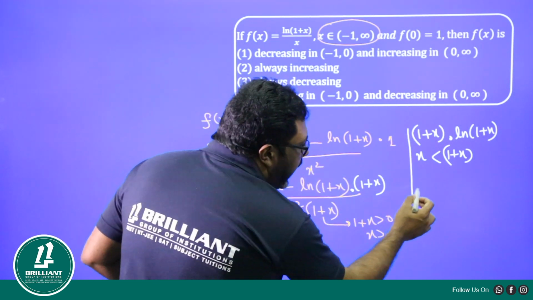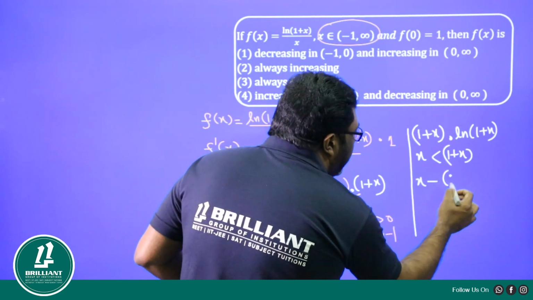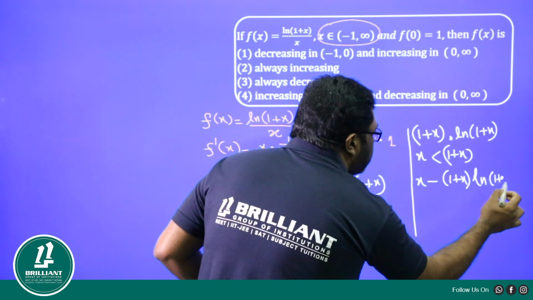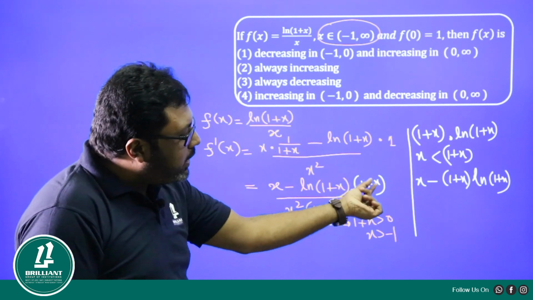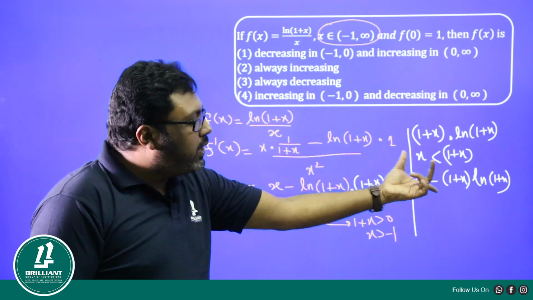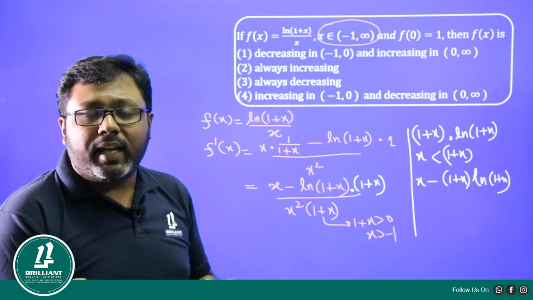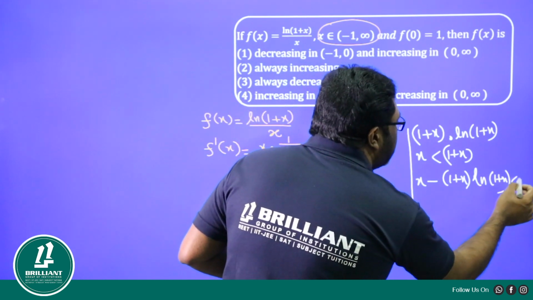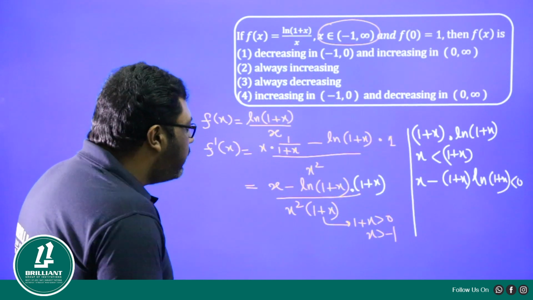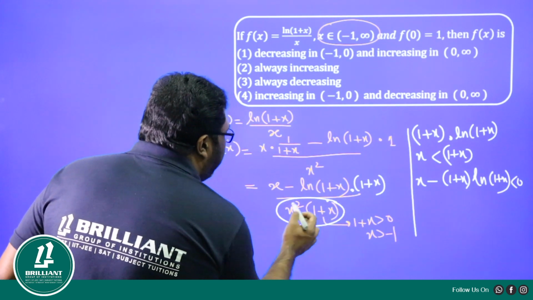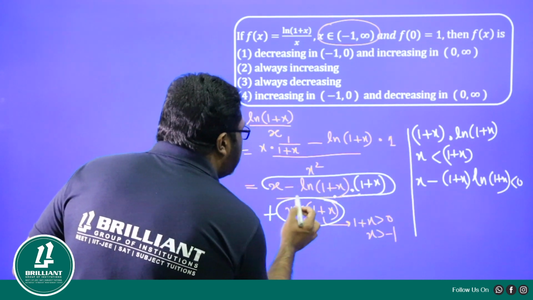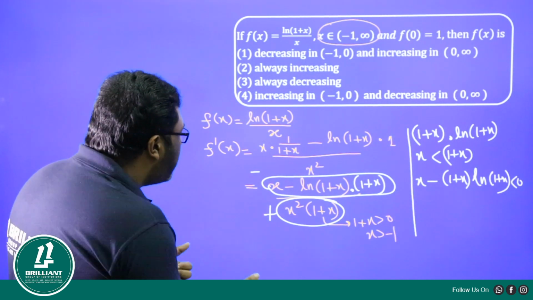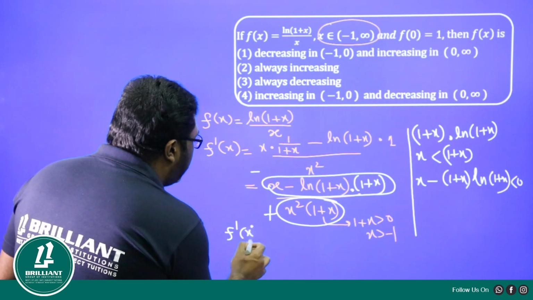So when I subtract x from this very big number which is bigger than x, what will happen? When I subtract x from a number which is bigger than x, I will always get a number which is less than 0, right? This is always less than 0, which is negative.